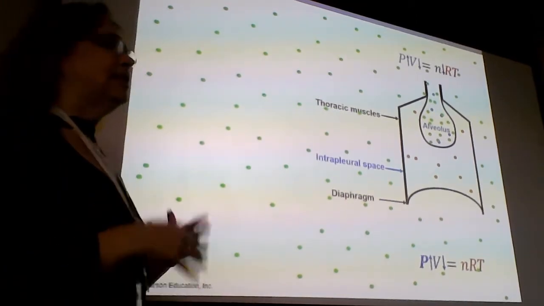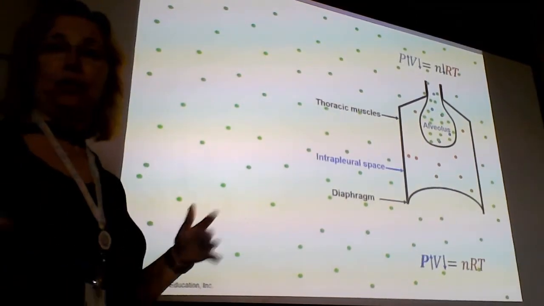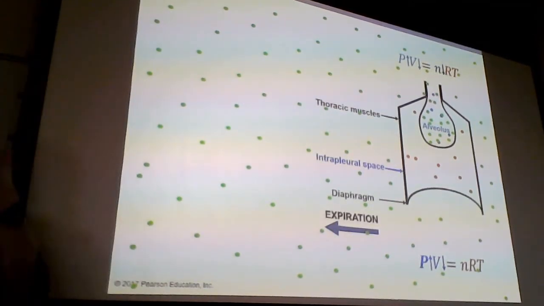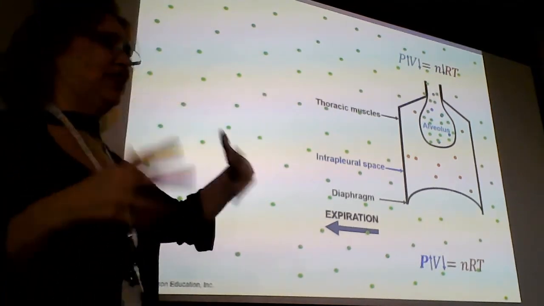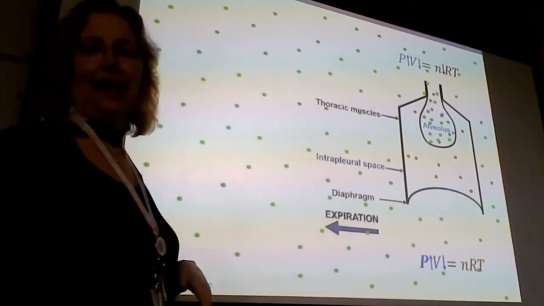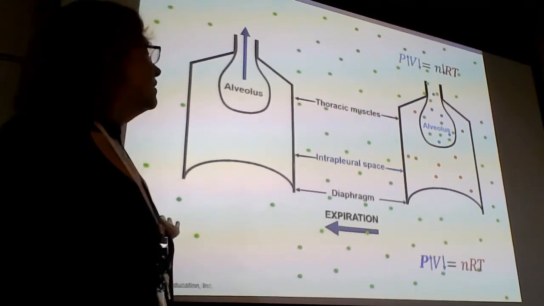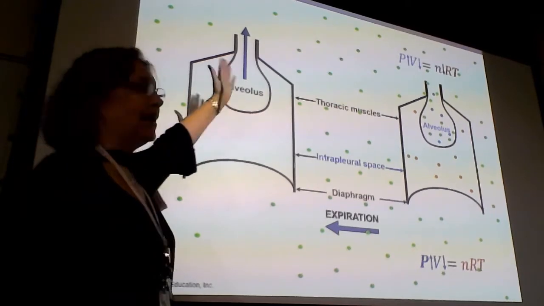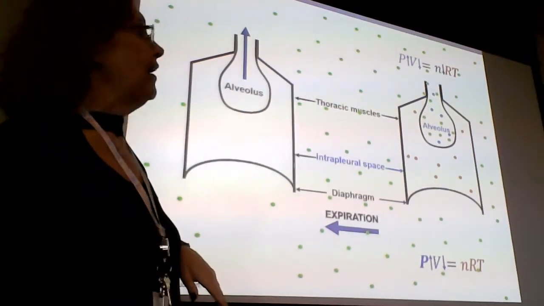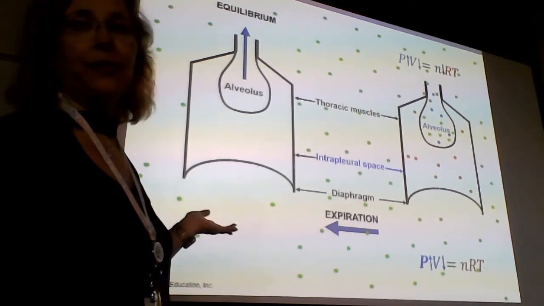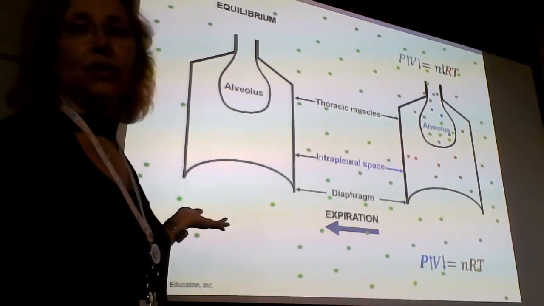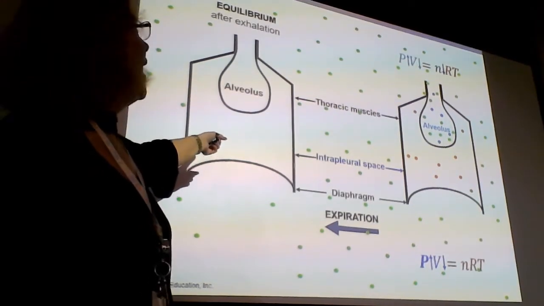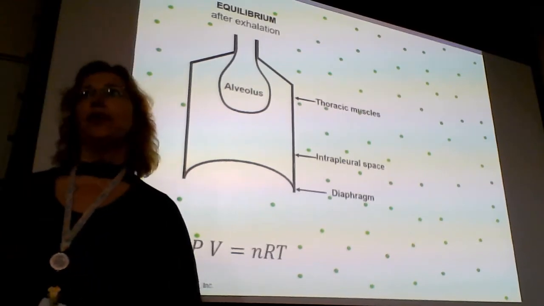And that's going to happen until I reach equilibrium. And then I'm going to start the exhale. Well, not start the exhale. I'm exhaling until I go back to where I started. So as I'm exhaling, air moves out. Air moves out until I reach equilibrium. And once I've reached equilibrium, this is my equilibrium after exhalation, and that's where I started again.